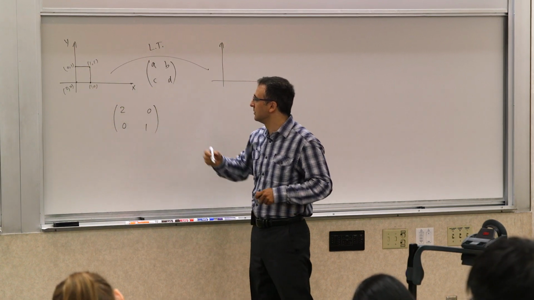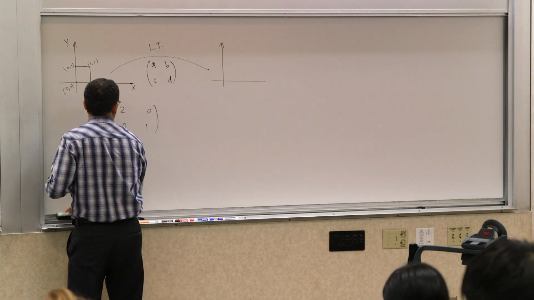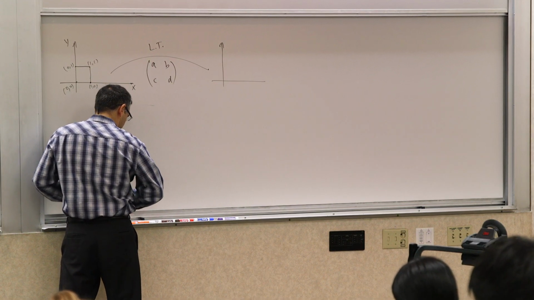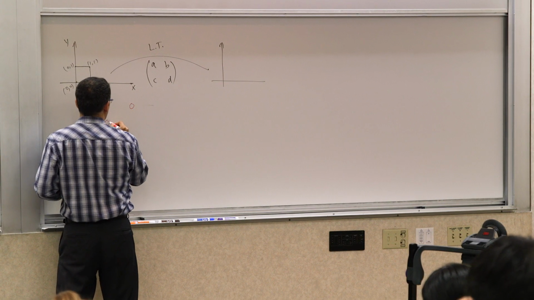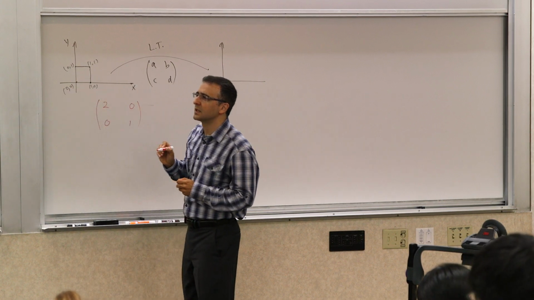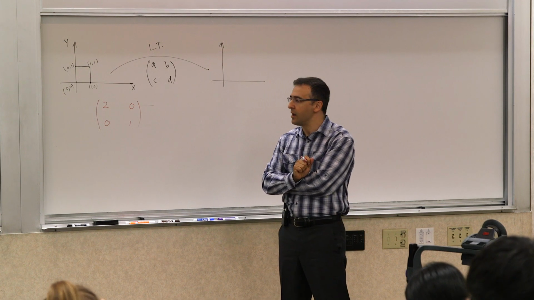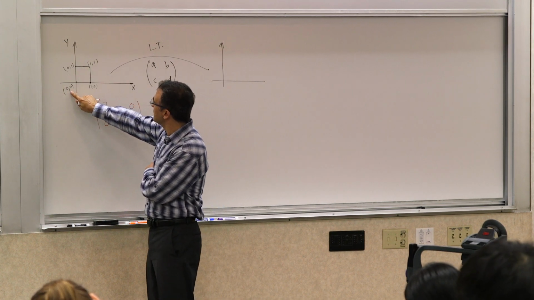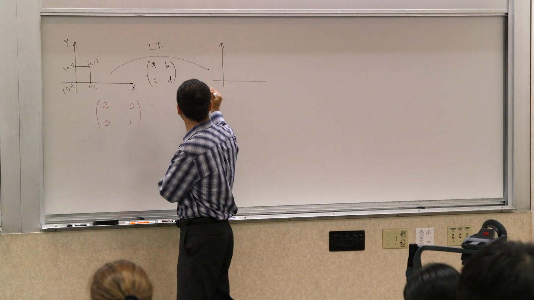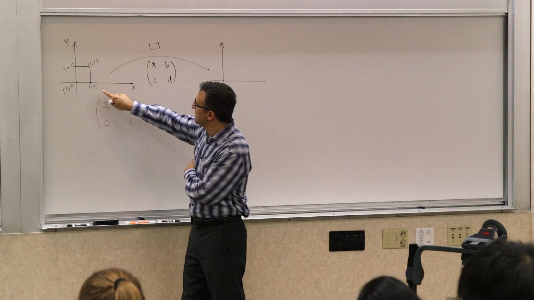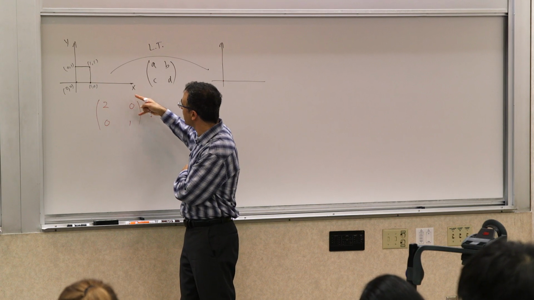What does it do? So let's just do color coding a little bit. So my first transformation is 2, 0, 0, 1. So what does it do? Let's see. What does it do to point 0, 0? If I put 0, 0 here, I get 0, 0, right? So 0, 0 goes to 0, 0. Now 1, 0, where does it go?